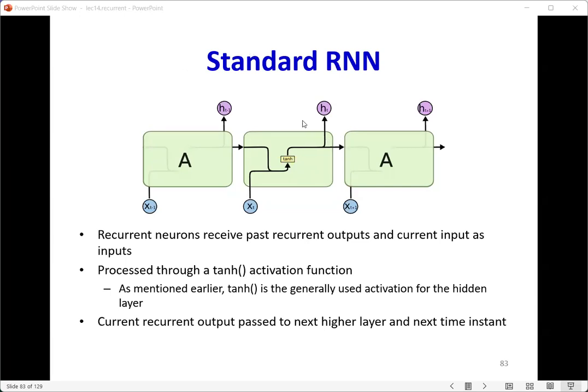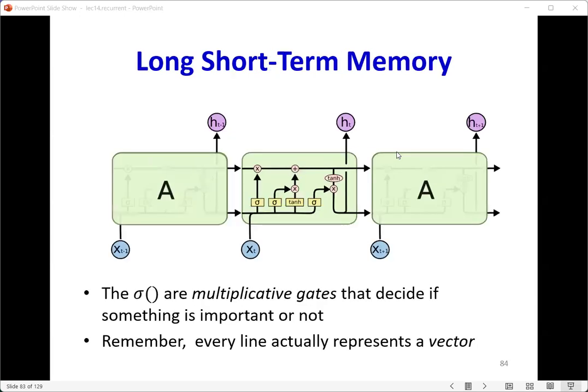This entire operation can be thought of as a cell. What happens at one time in a standard recurrent network? Is this making sense? This picture? Yes or no? Okay. And now this gets modified to this one in the LSTM.